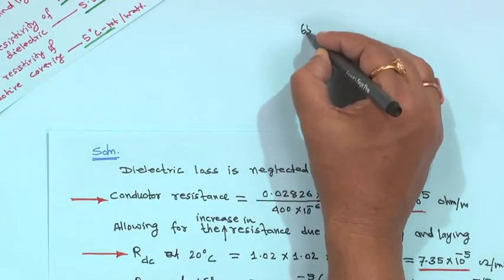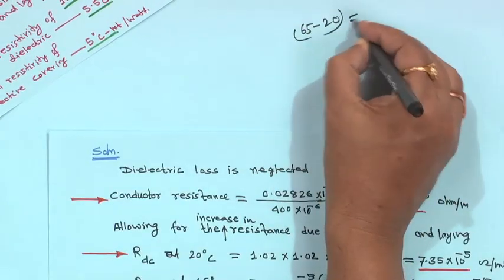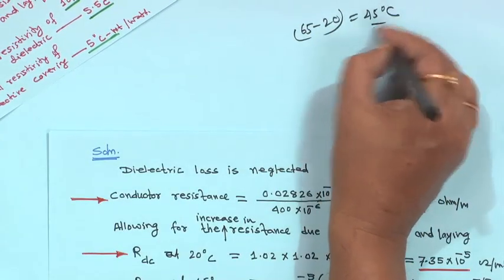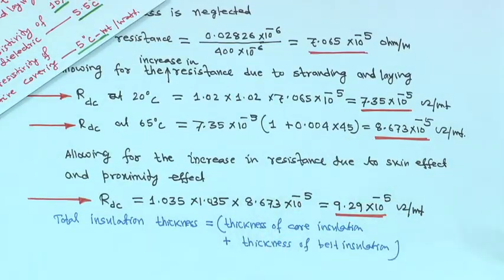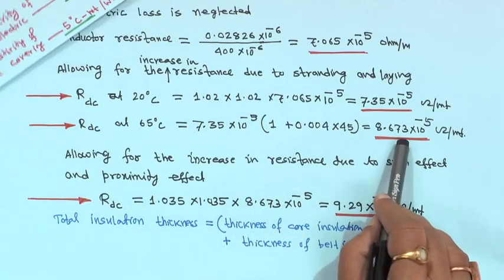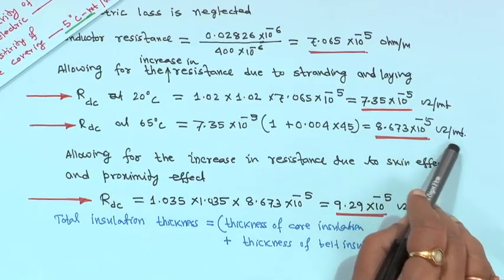So, the difference is 65 minus 20, which is equal to 45 degrees Celsius. That is why this is multiplied by 45, which gives 8.673 into 10 to the power minus 5 ohm per meter.